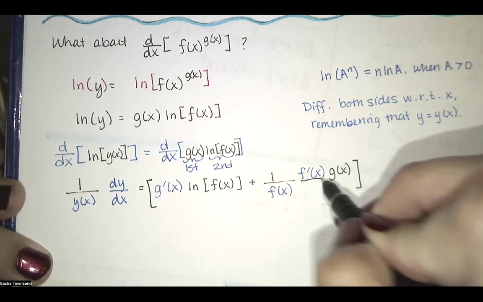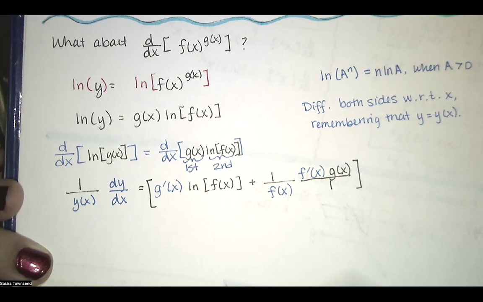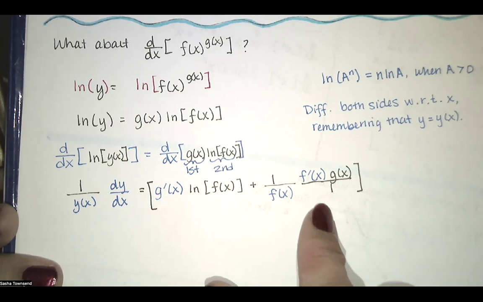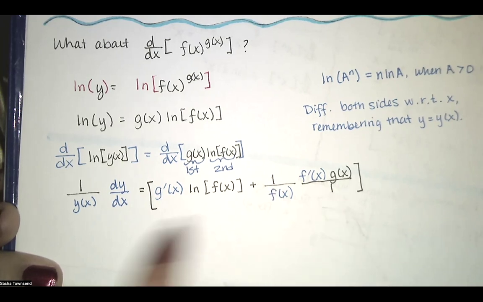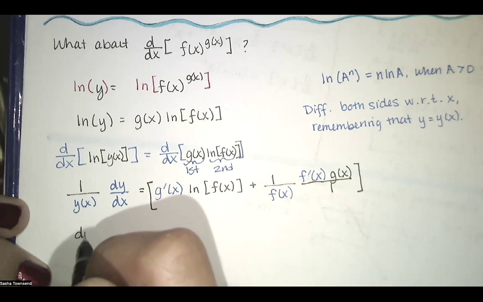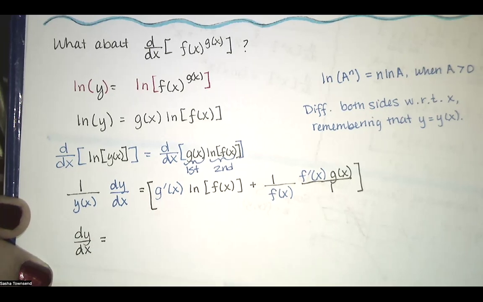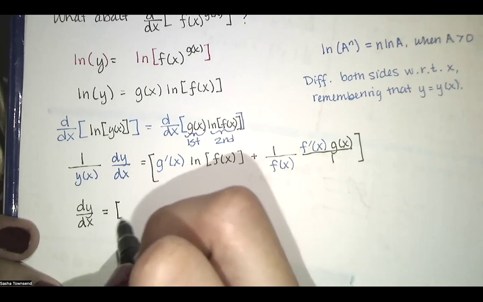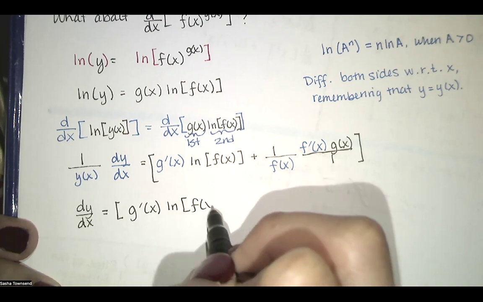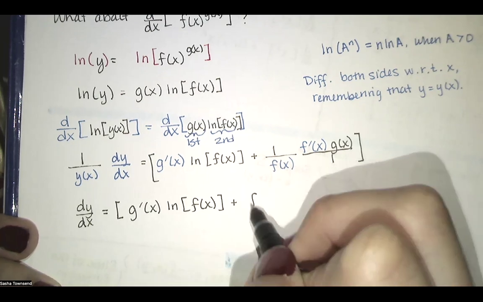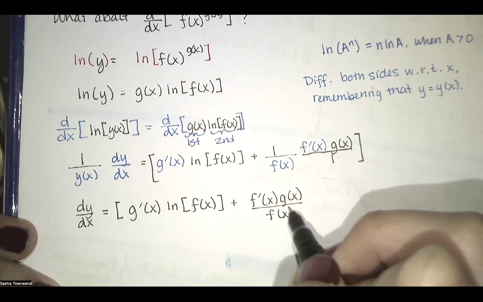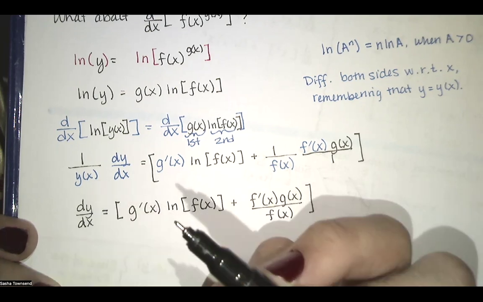Now we can think of this as a product divided by 1. So we can multiply straight across there. We'll just have a quotient expression there after we multiply straight across. And then we'll multiply both sides by this y of x to get dy dx by itself. So we'll have dy dx equals g prime of x times natural log of f of x plus f prime of x times g of x, all divided by f of x. And all of that is multiplied by y of x.